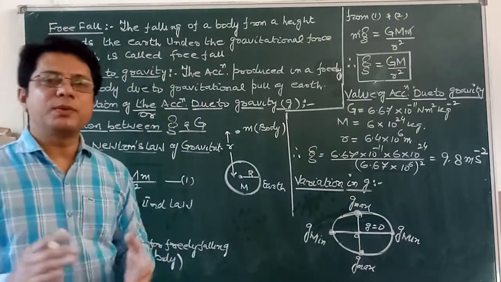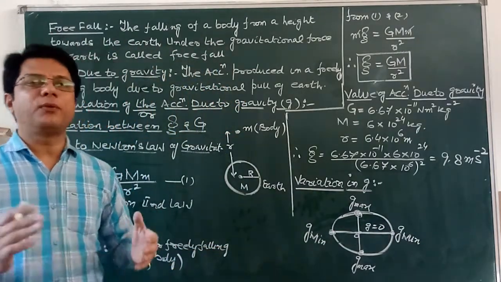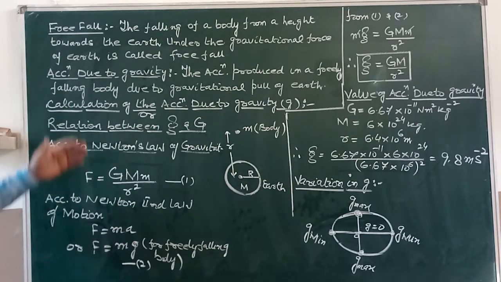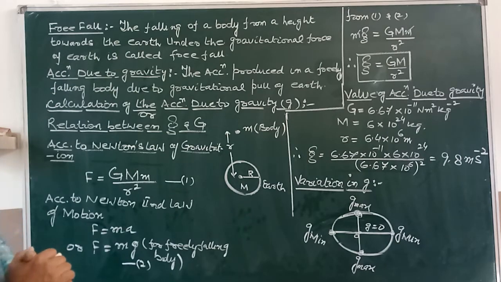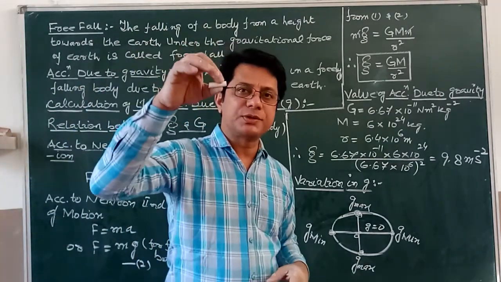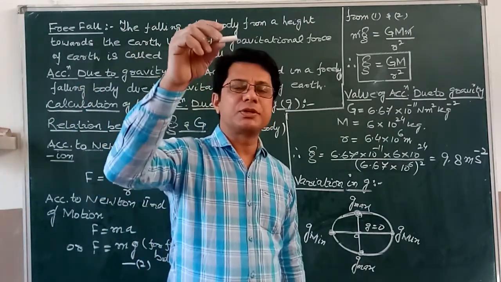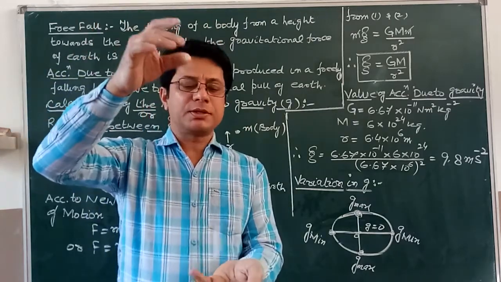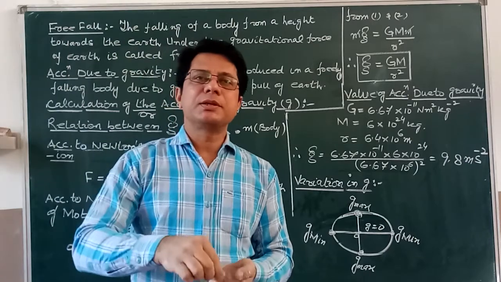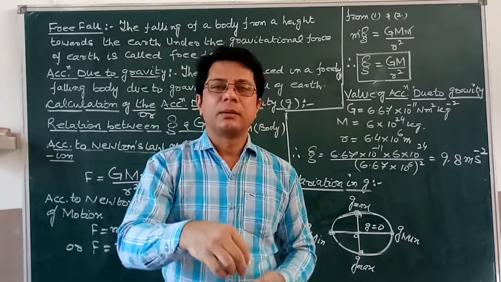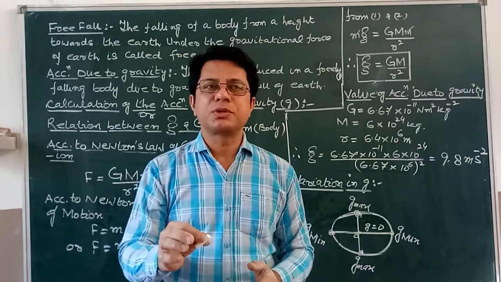So first of all, try to understand the meaning of freely falling bodies. The falling of a body from a height towards the earth under the gravitational force of the earth is called a freely falling body. For example, this is a chalk. I am not applying any type of force on this chalk. This is a freely falling body, going towards the center of the earth without any applied force.